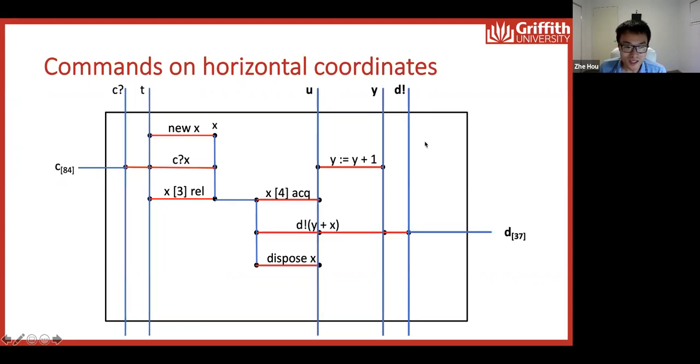Now we look at the right-hand side of the diagram. Those are mainly the actions of the thread U. We have an incrementation of the variable Y, an acquisition of the ownership of X, an output on channel D, and disposal of the object X. And the indices on the release and acquisition, in the middle of the diagram, are the serial numbers of those actions in the life of the variable X.